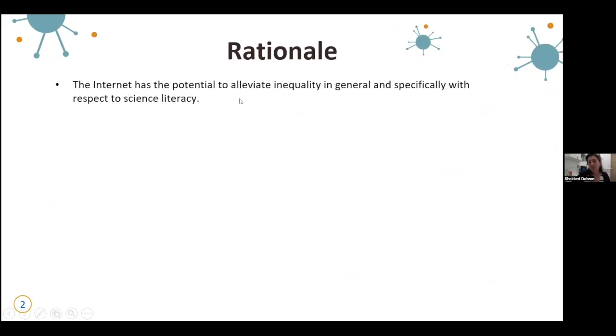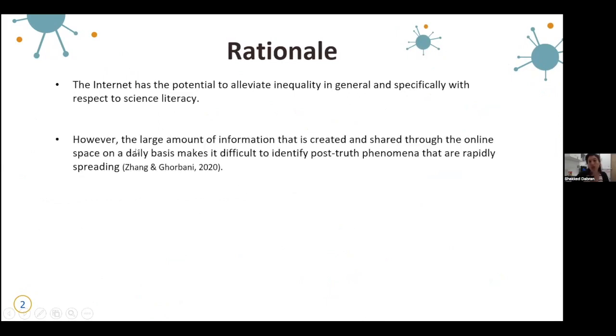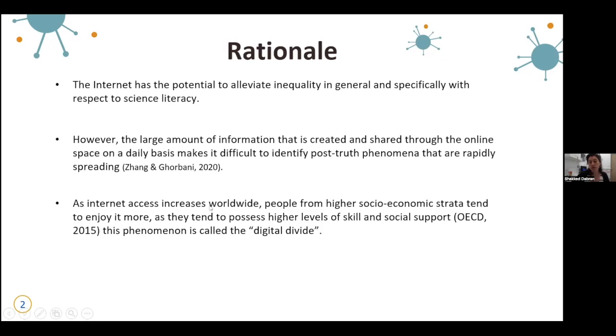The internet has the potential to alleviate inequality in general and specifically with respect to science literacy. However, the large amount of information that is created and shared through the online space on a daily basis makes it difficult to identify post-truth phenomena that are rapidly spreading. As internet access increases worldwide, people from higher socioeconomic strata tend to enjoy it more, as they tend to possess a higher level of skills and social support. This phenomenon is called the digital divide.